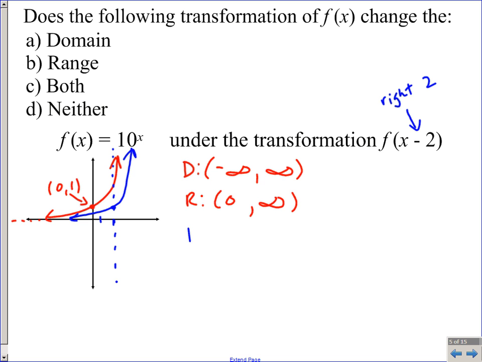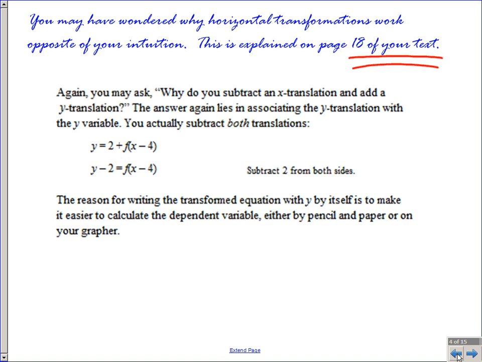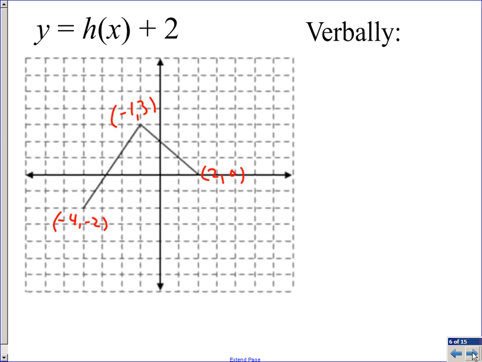When we look at the domain and range of our transformation, the inputs haven't changed. You still can put anything in. And the range doesn't change either. Where these values occur has changed, but overall you get the same set of values that can be output from the function. So in this case, the domain is the same, and the range is the same. So neither has changed. Make sure I answered the previous question. Yep. All right, let's move on to some graphs.